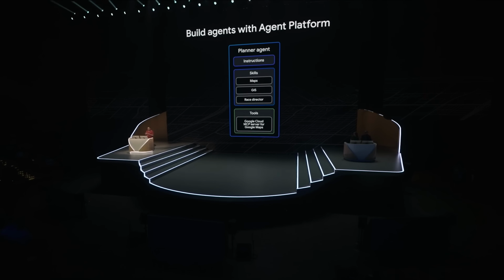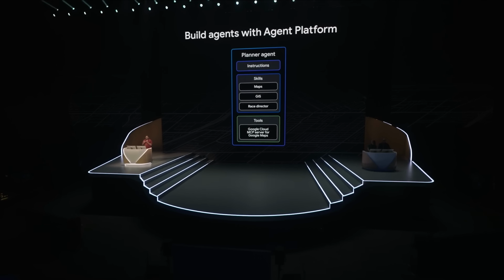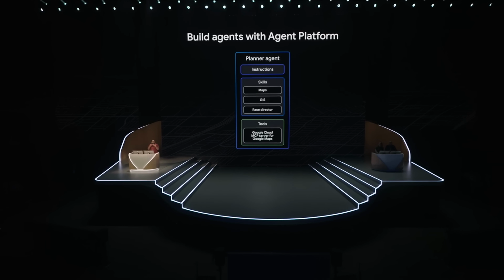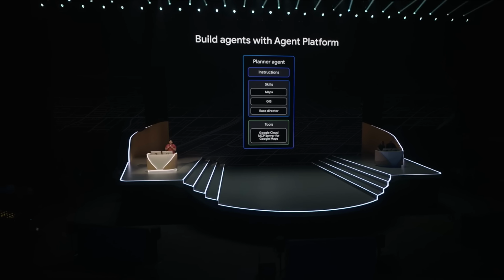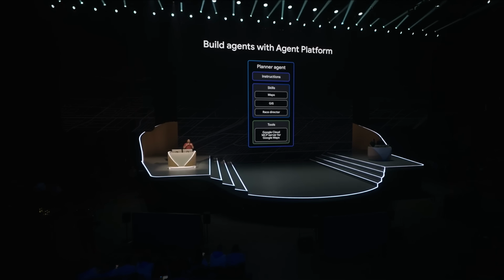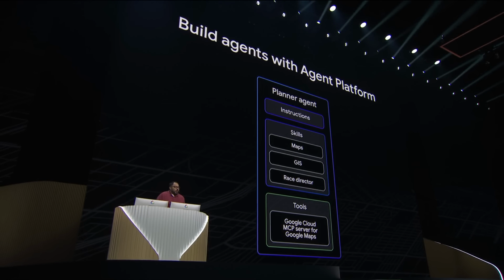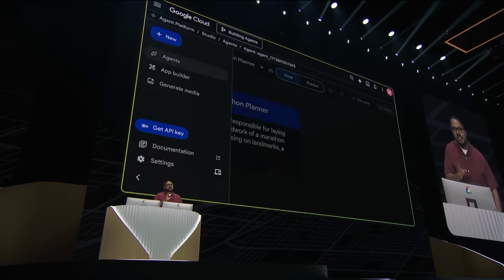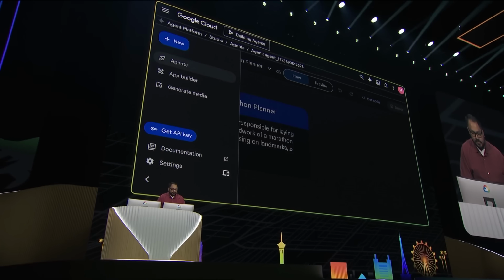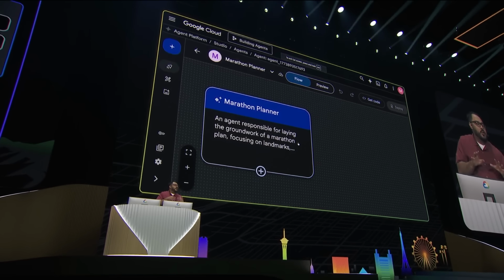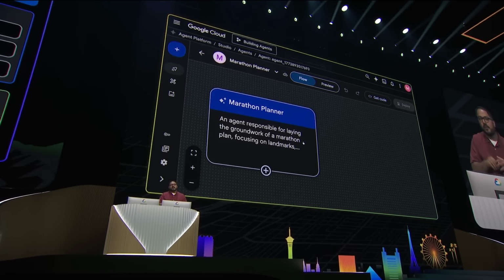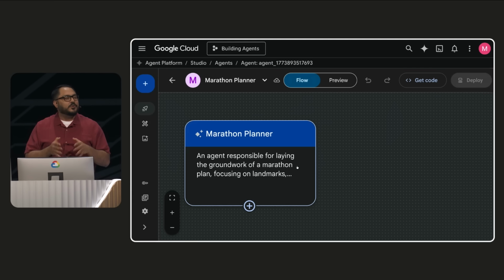Now, the planner agent needs to have the following: instructions to help the agent understand its role as the marathon planner, skills for using maps, handling geospatial data, and expertise at planning a race, and tools to help with mapping and calculating viable routes. We started by designing a basic planner agent in Agent Designer. We can design low and no-code agents and even preview their behavior. This makes it easy to try out different agent ideas.